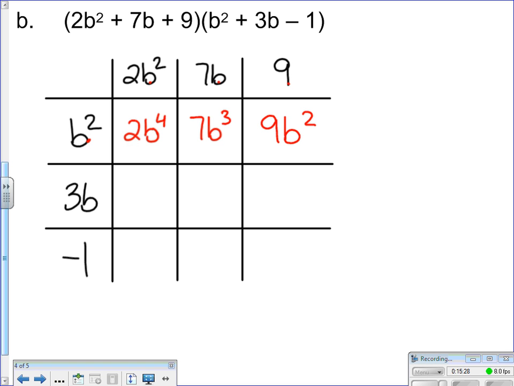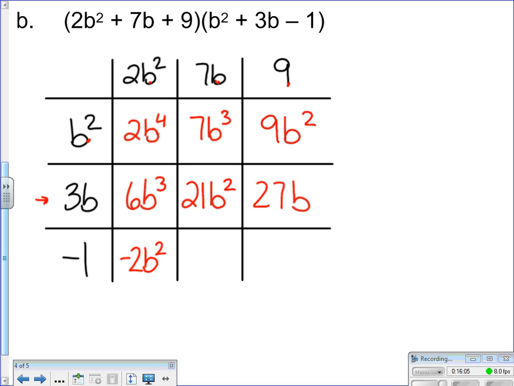Now let's do the next row. 3b, okay, we're on the next row. 3b times 2b squared. 3 times 2 makes 6b cubed. 3b times 7b, 21b squared. And lastly, 3b times 9, 27b. And then the last row is multiplying by -1. Now, if you multiply by -1, you don't change the numbers, you just change their signs. So all of these just become minuses.